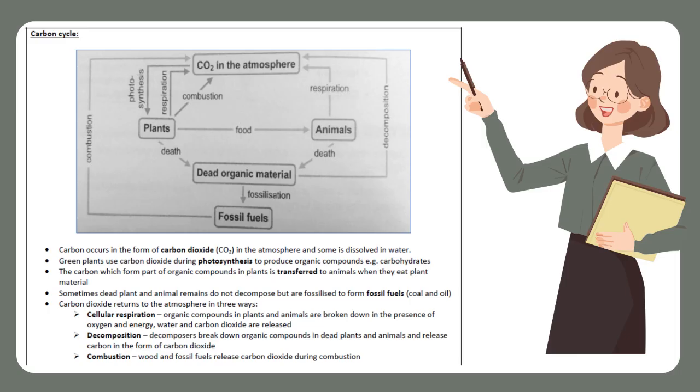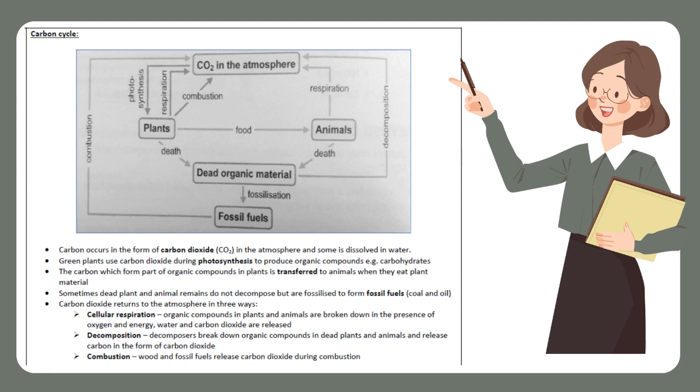Carbon cycle. Carbon occurs in the form of carbon dioxide, CO2, in the atmosphere, and some is dissolved in water. Green plants use carbon dioxide during photosynthesis to produce organic compounds, e.g. carbohydrates. The carbon which forms part of organic compounds in plants is transferred to animals when they eat plant material. Sometimes dead plant and animal remains do not decompose but are fossilized to form fossil fuels, coal and oil.